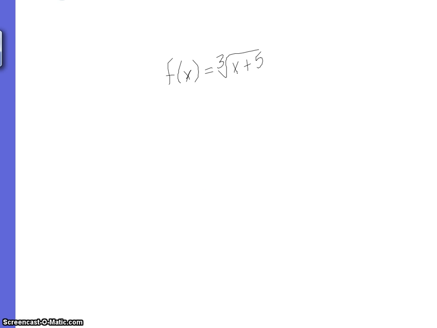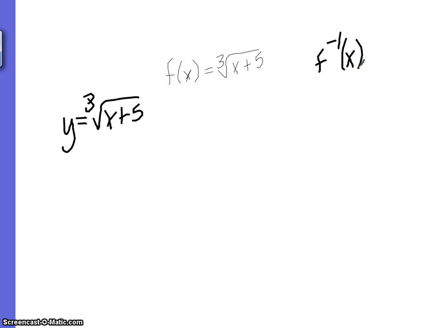Let's do another one. We now have f of x is equal to the cube root of x plus 5. So y is equal to the cube root of x plus 5. To find the inverse, f to the negative 1 of x, the inverse, we never actually want to call it by the negative 1. We just read it as the inverse function. We're going to switch the variables. We've got x is equal to the cube root of y plus 5.